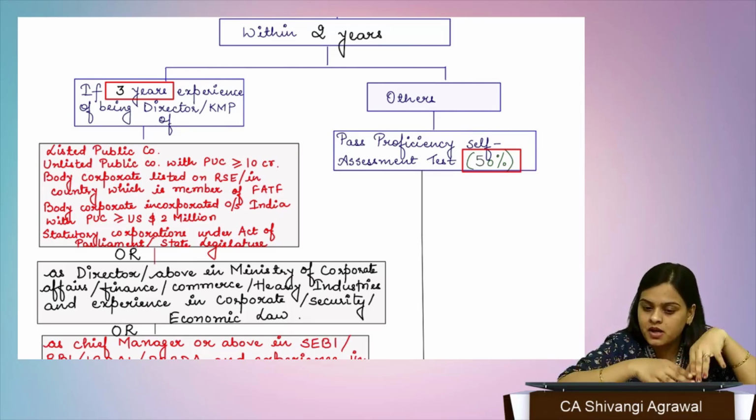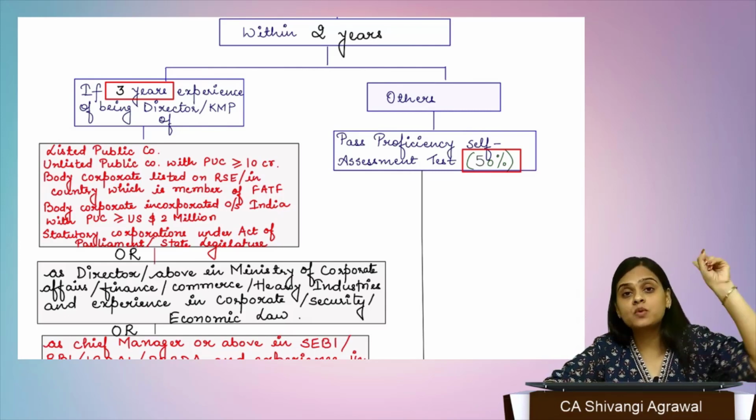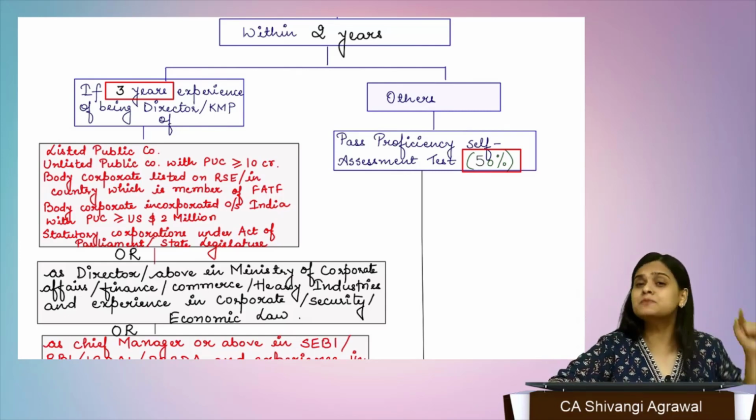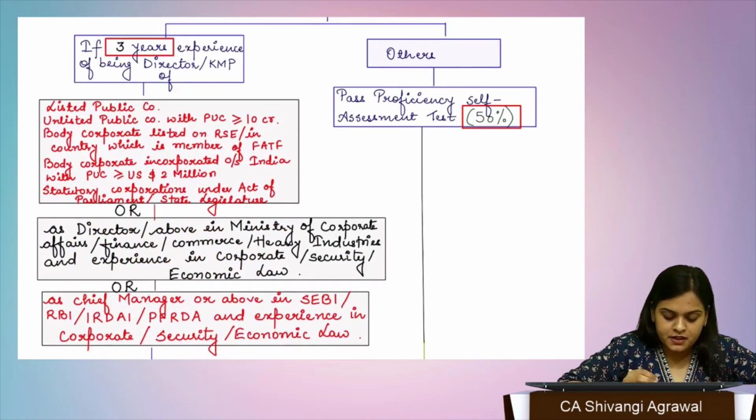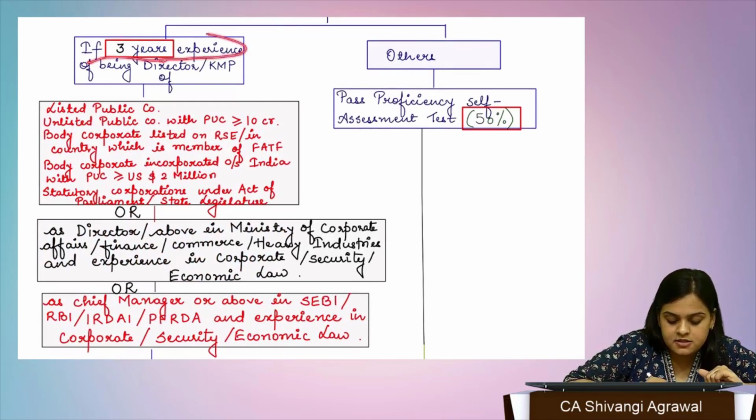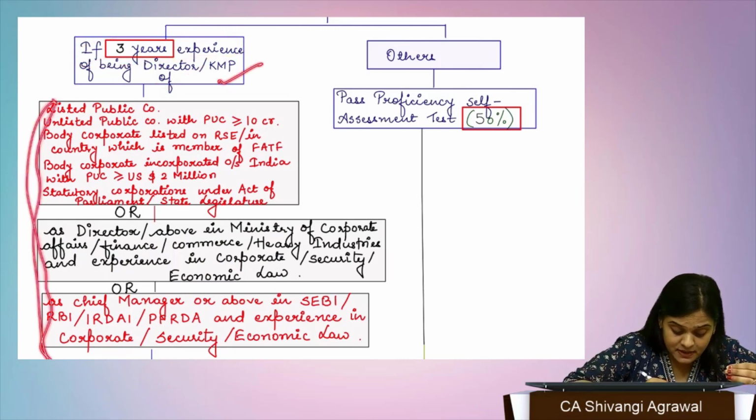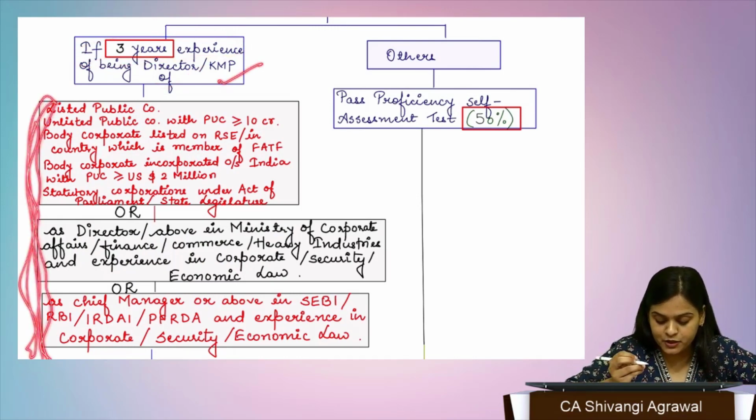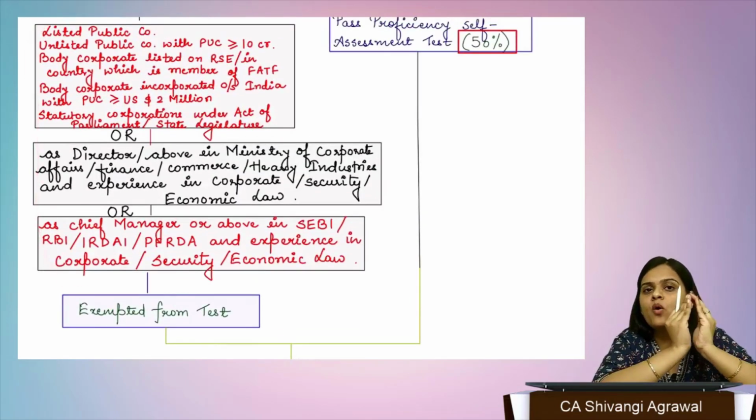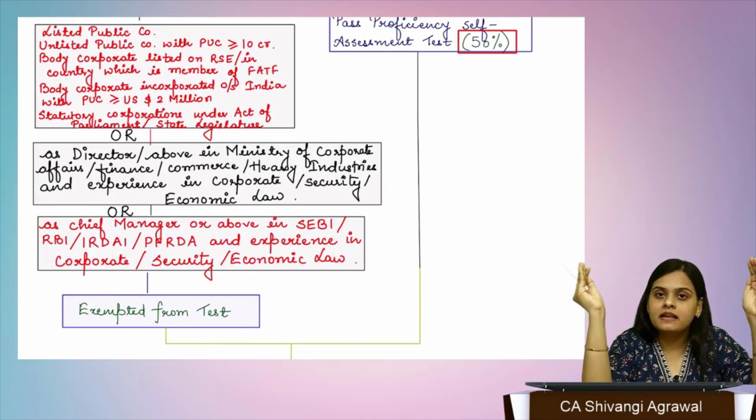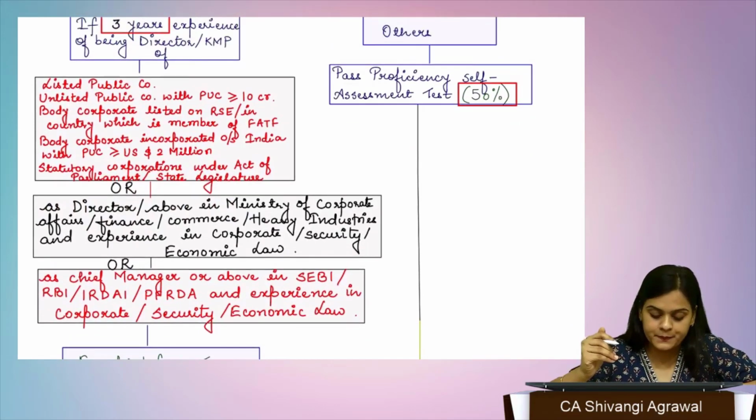So experience also counts. Earlier the experience required for getting exemption from this test was 10 years. Now this has been reduced to 3 years plus. If you already have 3 years of experience of being a director or a key managerial personnel of these many companies or body corporate, then you don't need to pass that test. This list was very small. Now this list is very long. So in this list, what are the things that are covered?